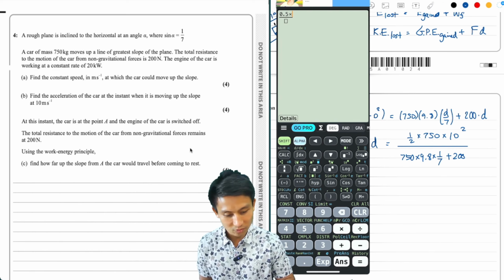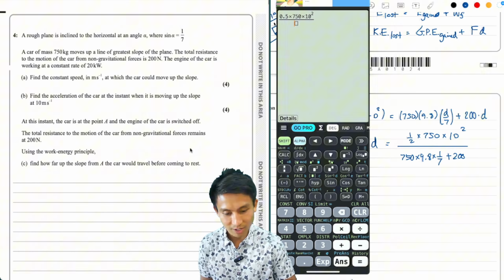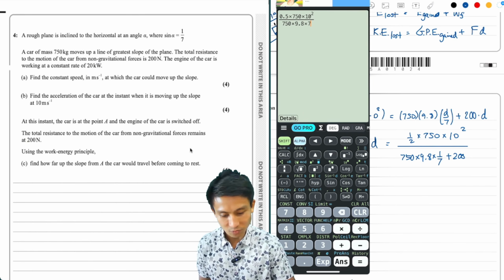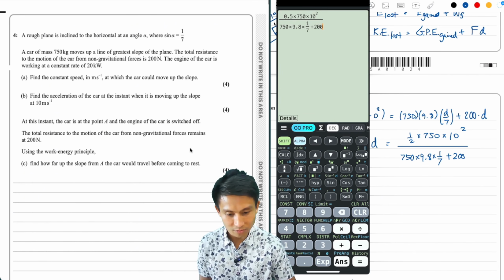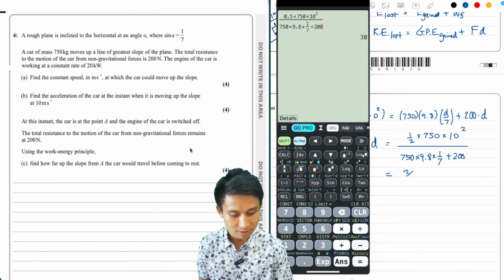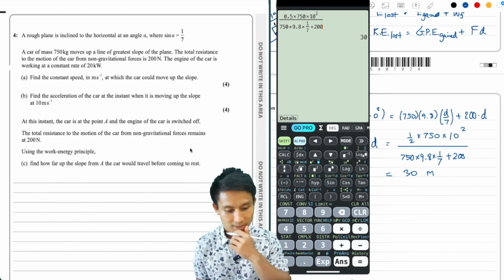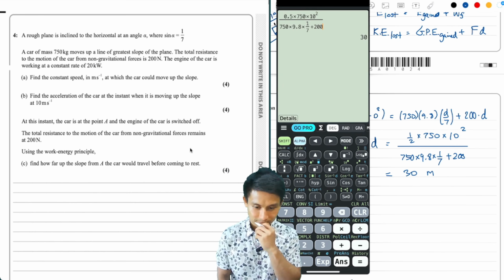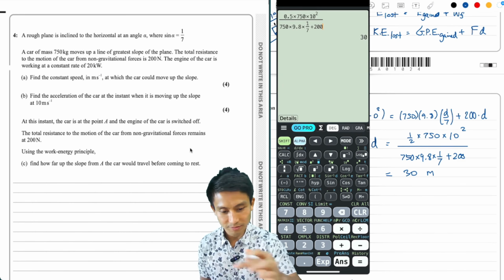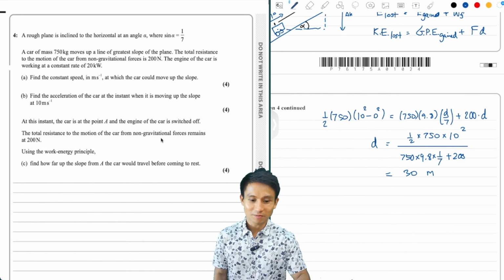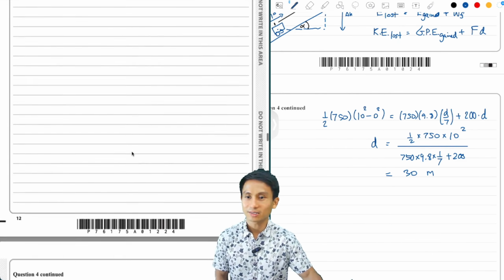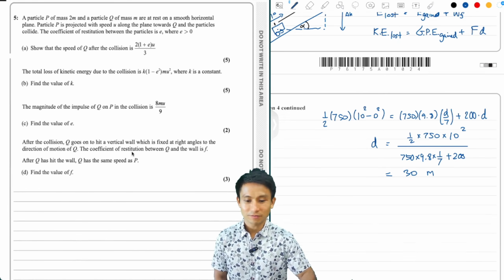So 1/2 times 750 times 10 squared divided by 750 times 9.8 times 1/7, and then plus 200. Yeah, so that's 30 meters. Just checking everything here. That should be fine. Yep. Okay, and that's it. That's done for question 4. Next, question 5.